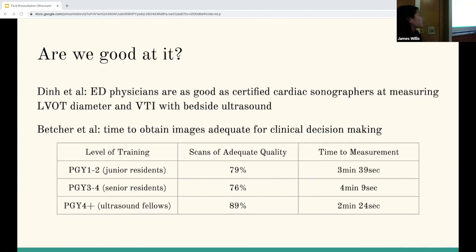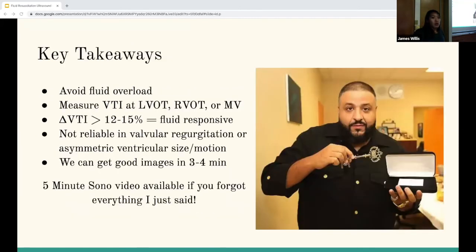The takeaway I want you to get from this slide is that it pretty much only takes 3 to 4 minutes to get good images, which is not that long, especially if you're trying to make a clinical decision. So, quick summary: you want to avoid fluid overload, especially in patients prone to it. The way to avoid it, especially in someone you're interested in fluid resuscitating, is to get a sense of their fluid responsiveness. That's why you're going to be measuring the VTI.